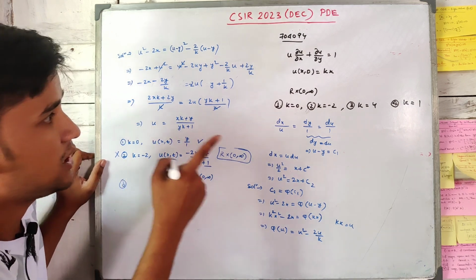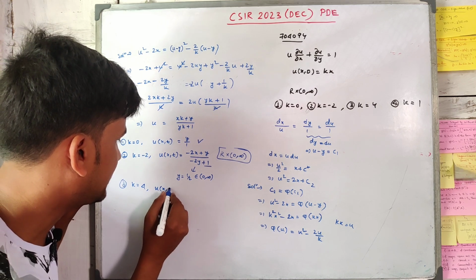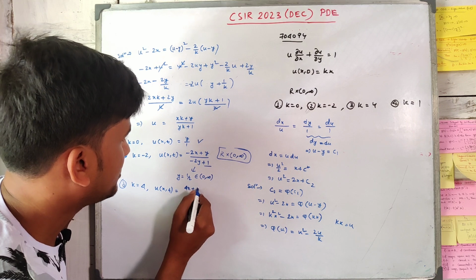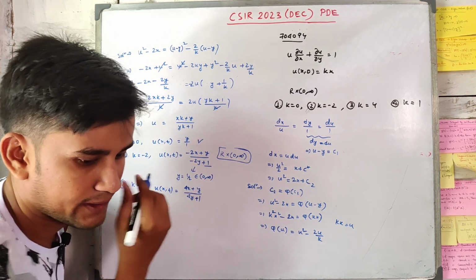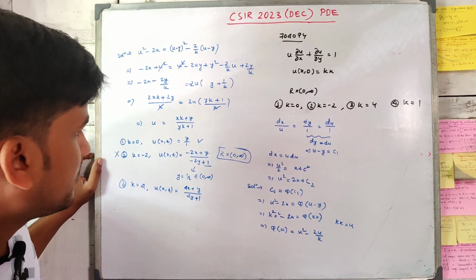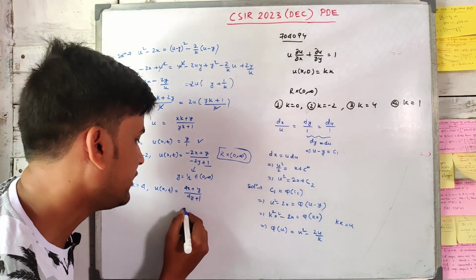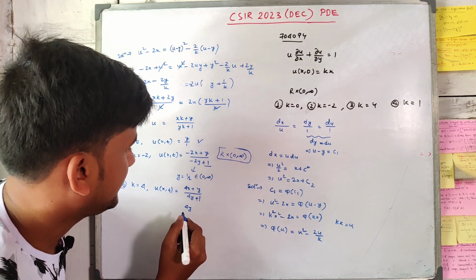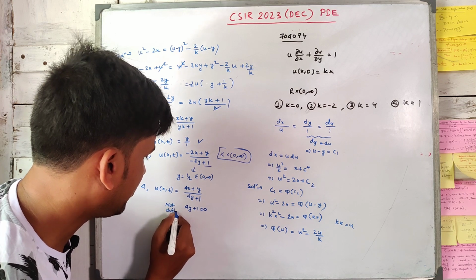Option C, option 3 says that if k equal to 4, then u(x, y) is equal to what? k equal to 4, so 4x plus y by 4y plus 1. Okay, fine. So see, is this defined or not? This is not defined when 4y plus 1 equal to 0, not defined on this interval.